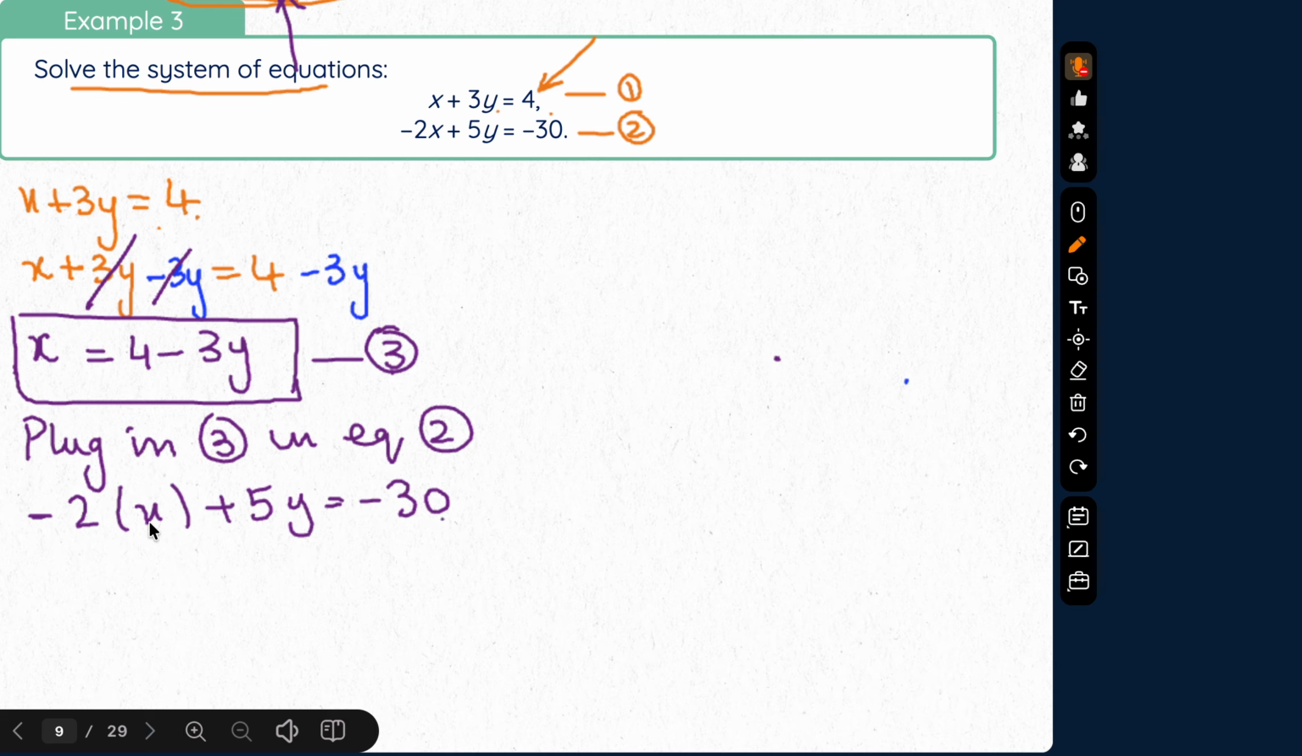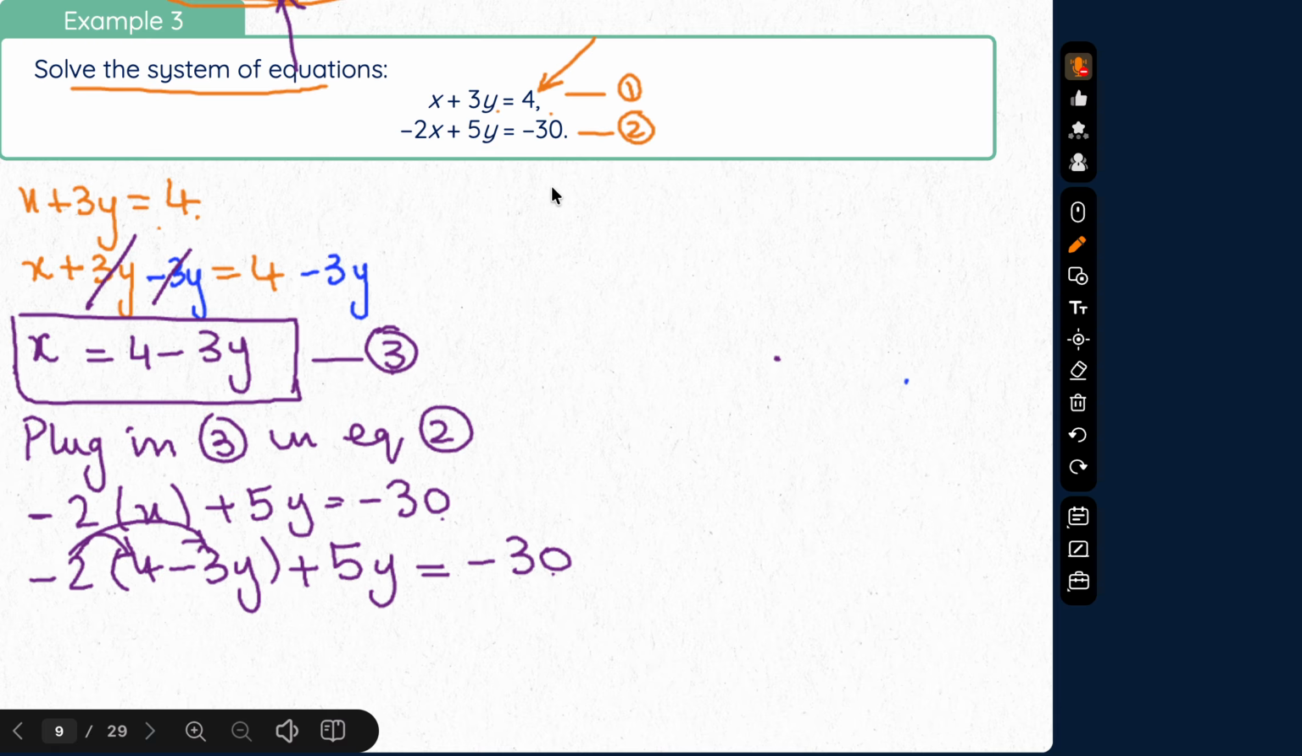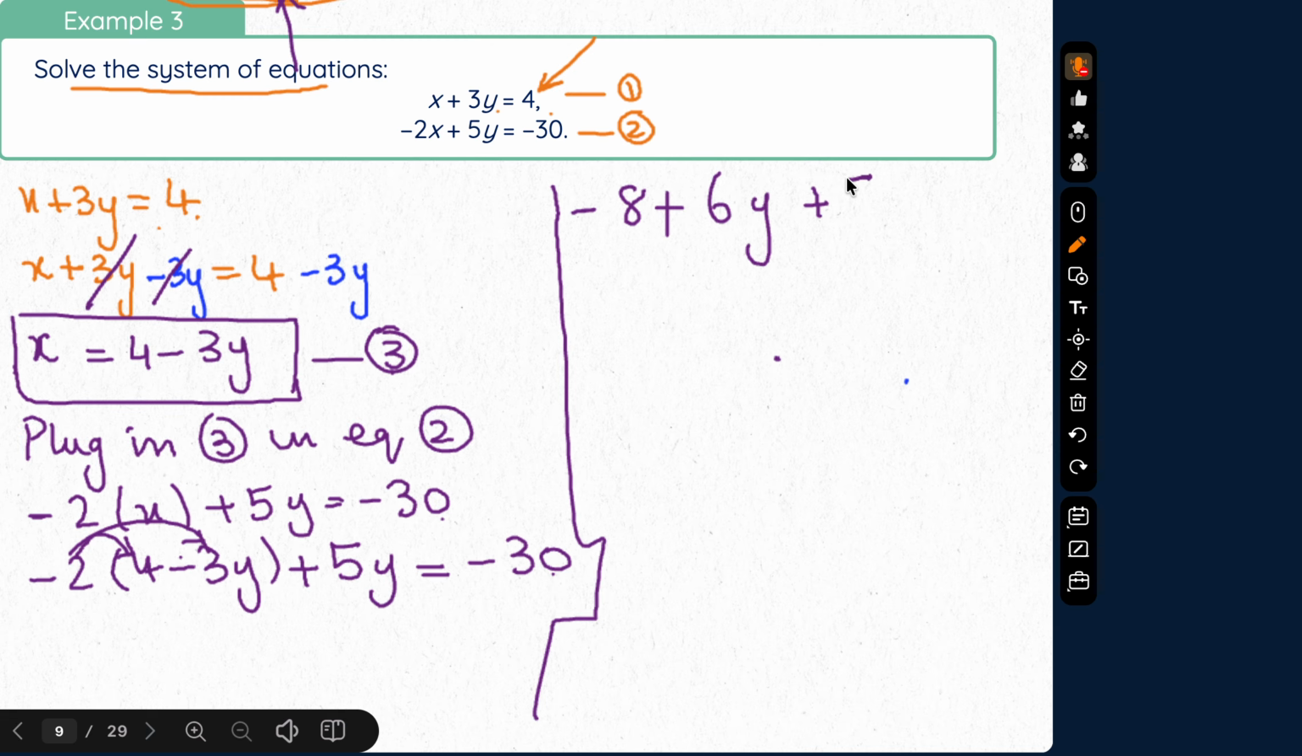I can plug in, instead of x, I can write 4 minus 3y. Negative 2 times (4 minus 3y) plus 5y is equal to negative 30. If I open up the bracket, which is the distributive law, I'll get negative 8, negative and negative makes positive, so positive 6y plus 5y is equal to negative 30, right? These are like terms. 6y plus 5y gives me 11y, negative 8 as it is.